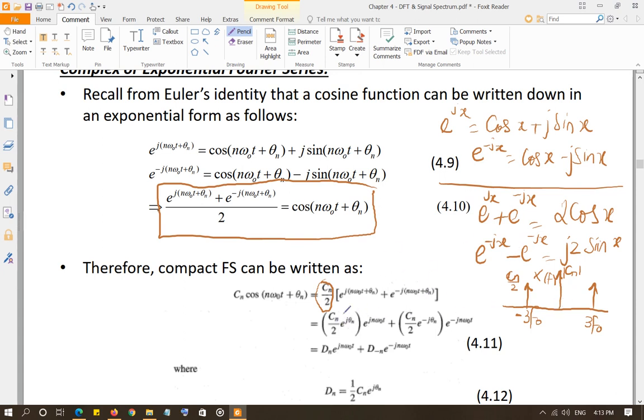Anyways, let's move on. So we multiply Cn over 2 by each of the exponential functions, and then we basically distributed e to the power j n omega naught t plus j theta n. We distributed it into two exponentials, e to the j theta n and e to the j n omega naught t, and we did the same over here. And we combined Cn over 2 e to the power j theta n, and here Cn over 2 e to the power negative j theta n. And we call this whole component dn, and we call this whole component d negative n.